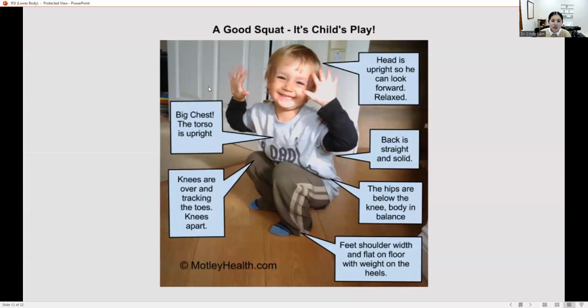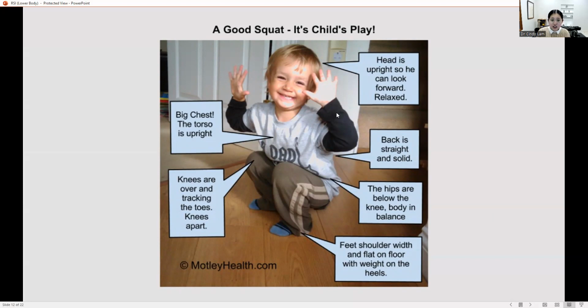So if we add this all up together, one of the things you can really easily test to see if you're going to be more prone to developing an RSI injury in your hip, your knees, or your ankles, is to see whether or not you can do a good squat. So a good squat is child's play. Let's start from the top.